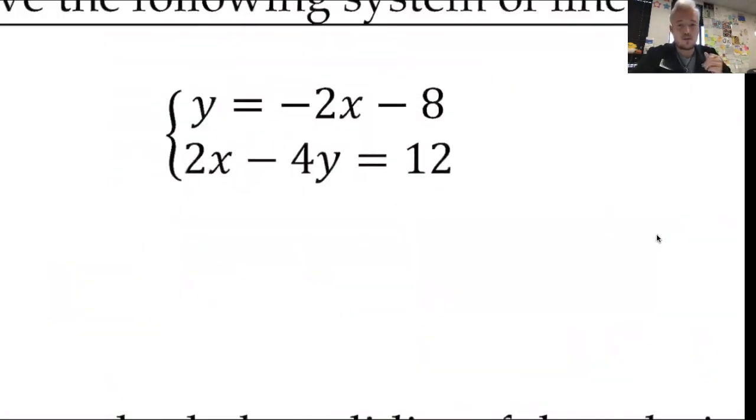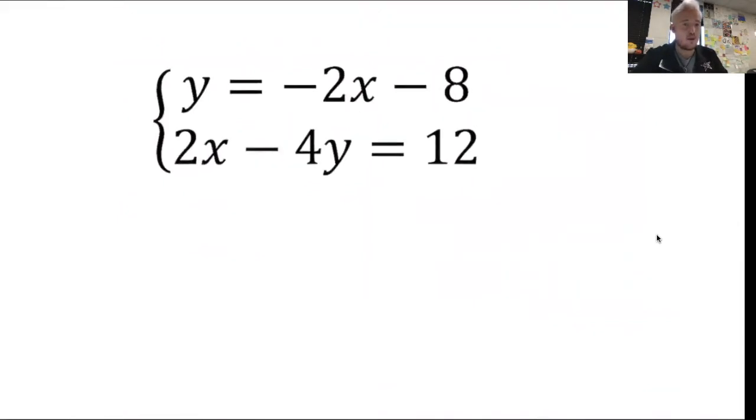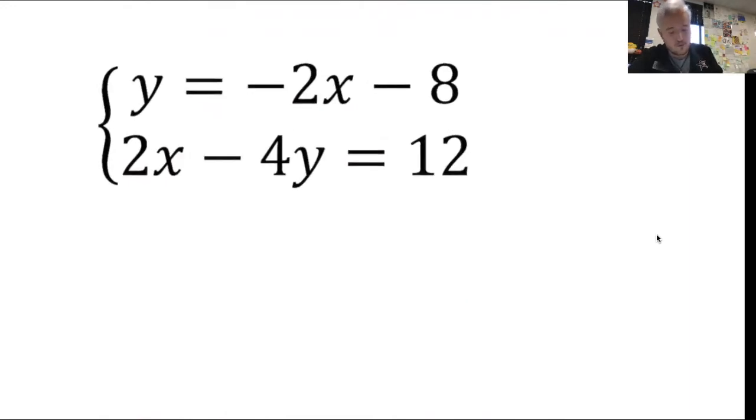So looking at the system here, we have y equals negative 2x minus 8, and we have 2x minus 4y equals 12. Our first equation up here, we actually have in slope-intercept form. So we can go ahead and just identify the slope and the y-intercept. Our slope is in front of our x value, so we have a slope of negative 2. And our b value is what we are adding or subtracting at the very end. So our b value, our y-intercept, is negative 8.